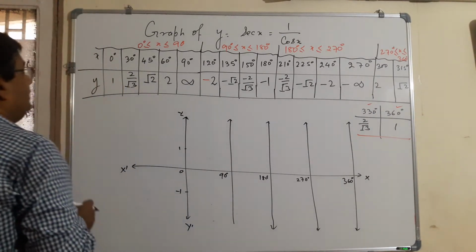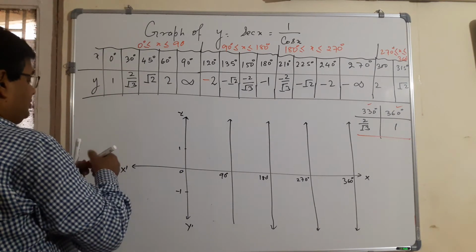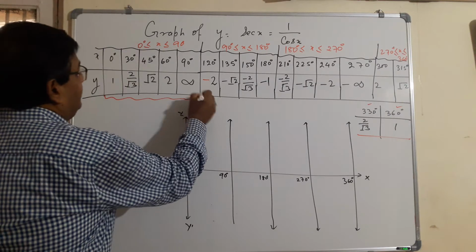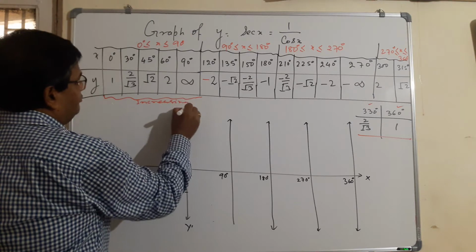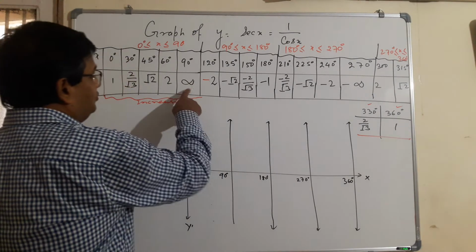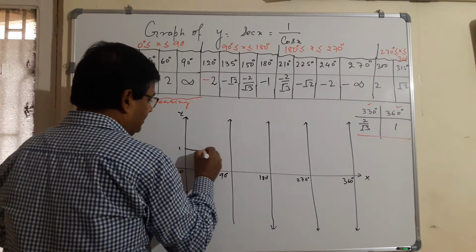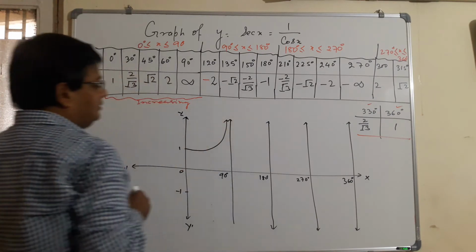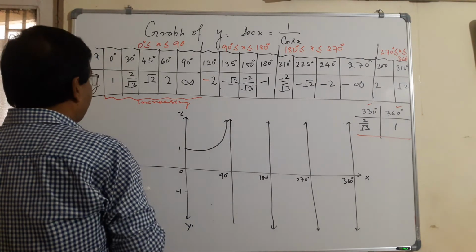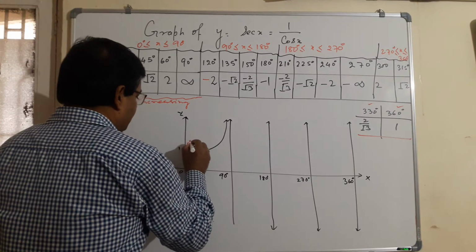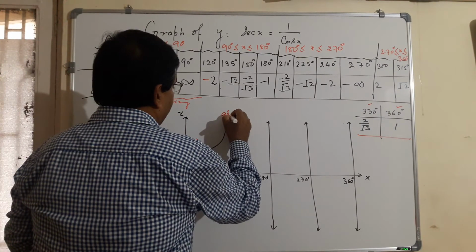Now start from 0 degree. See here, in the first quadrant the value is increasing and going towards infinity. When 0 degree, the value is 1. Here at 90 degree it is infinity.